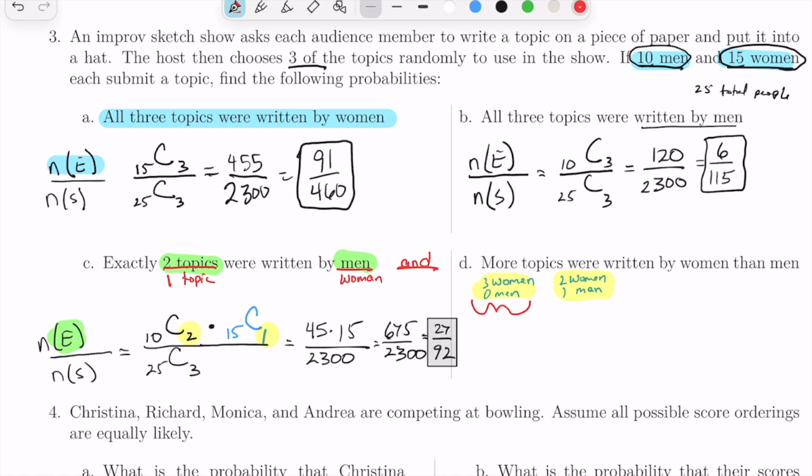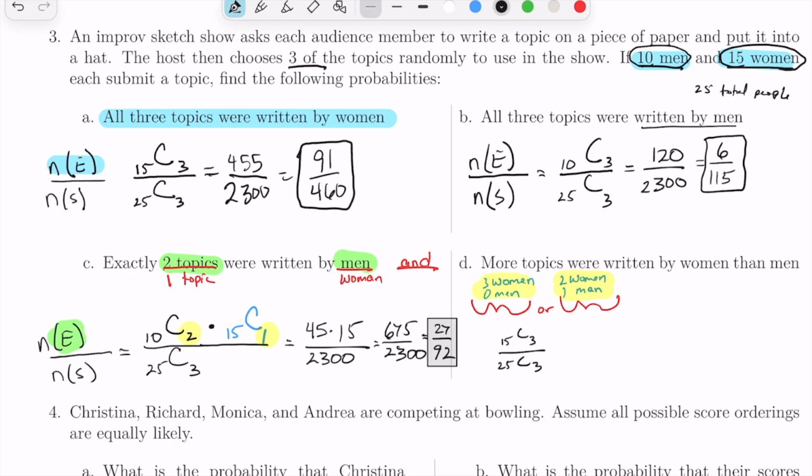This one would work, 3 women and 0 men, or this also meets it. We could have the choice of 2 women and 1 man. That also meets it. And remember, an or means that we're actually going to be adding these probabilities together. So let's start off with the 3 women and 0 men. You know what? We actually already did that one. We did that one up over here. All 3 were women. And so you'll notice that this is just going to be 15C3 over 25C3.